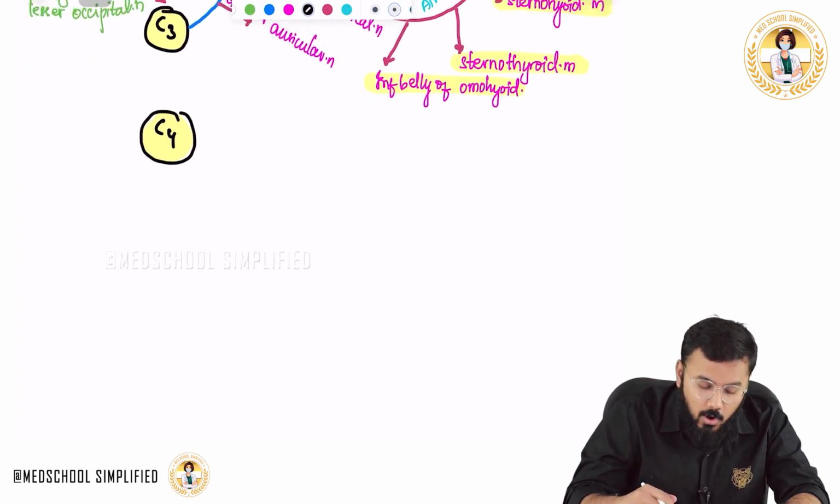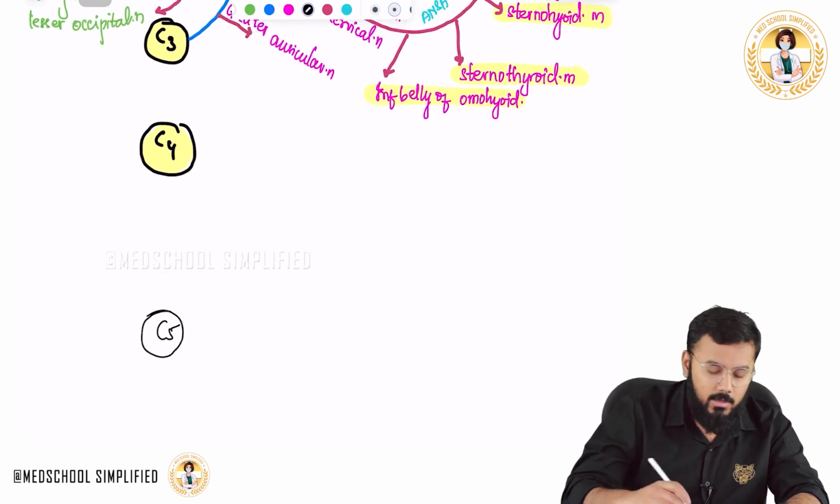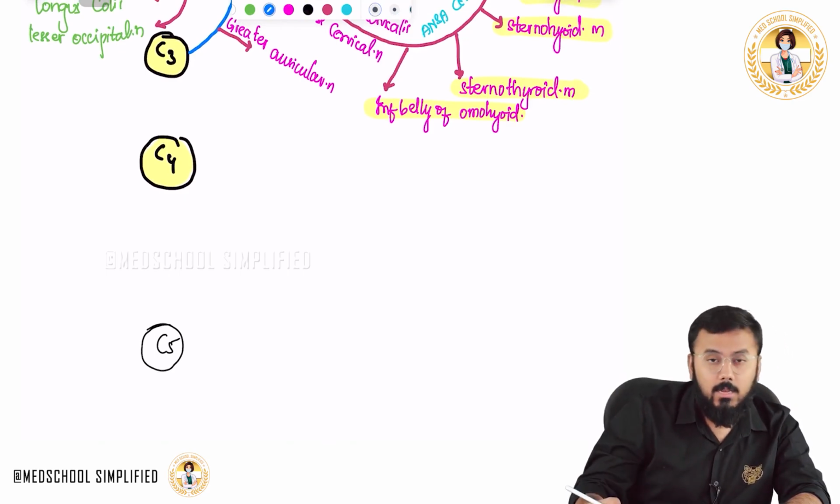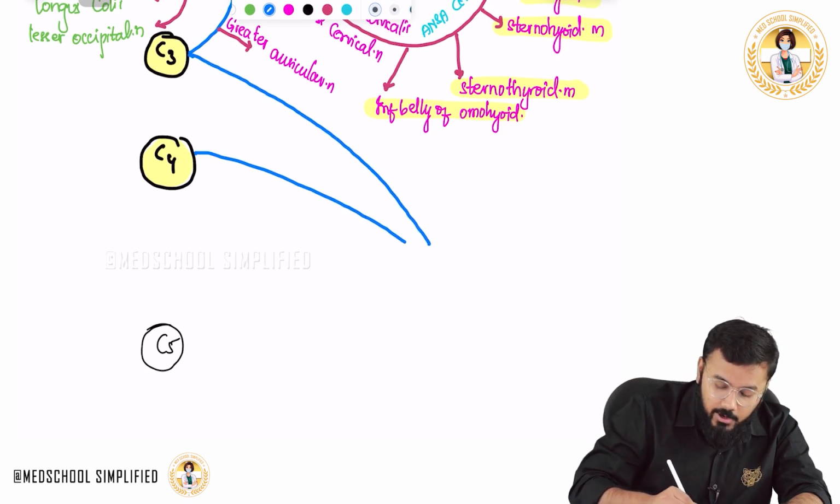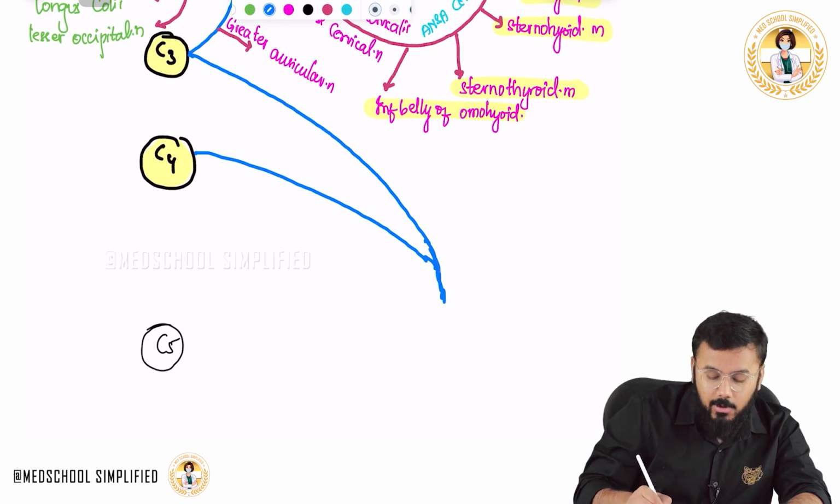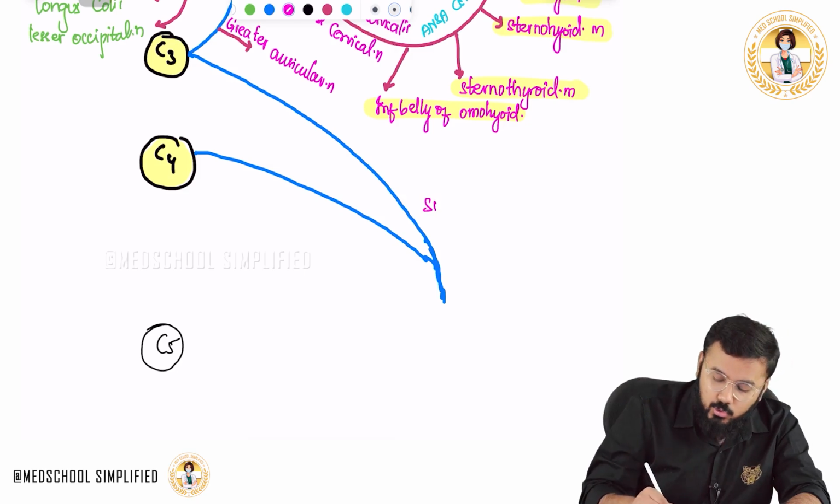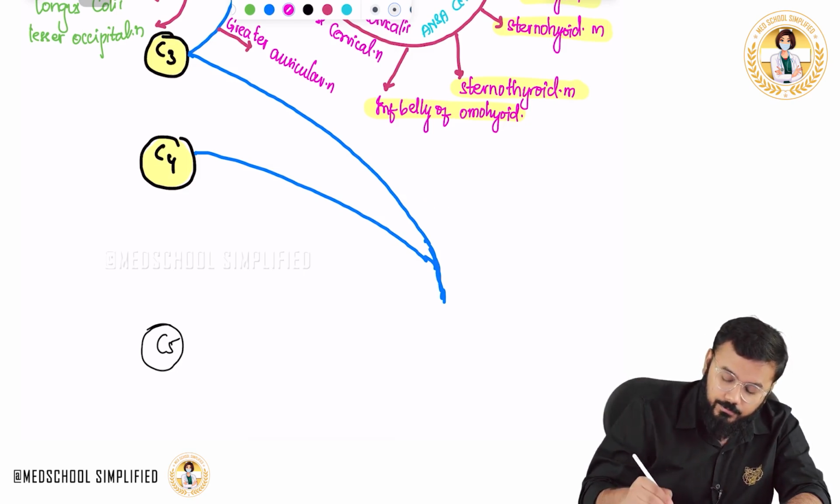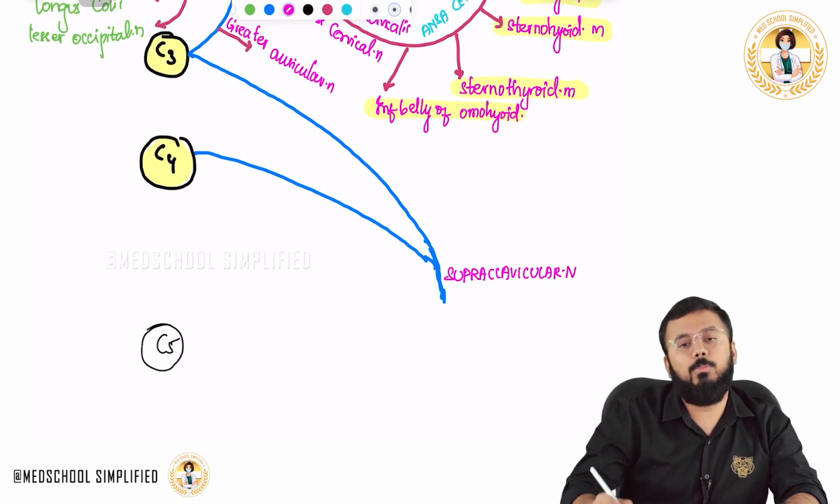The cervical plexus is formed mainly by C1, C2, C3, C4. But there is only one branch coming from C5 which will take part in the cervical plexus. So I'm just writing it as C5 like this. What is that single branch? Before I draw that branch, let me finish this. From C3 and C4, you see a nerve coming. This nerve over here is called the supraclavicular nerve. See this one.